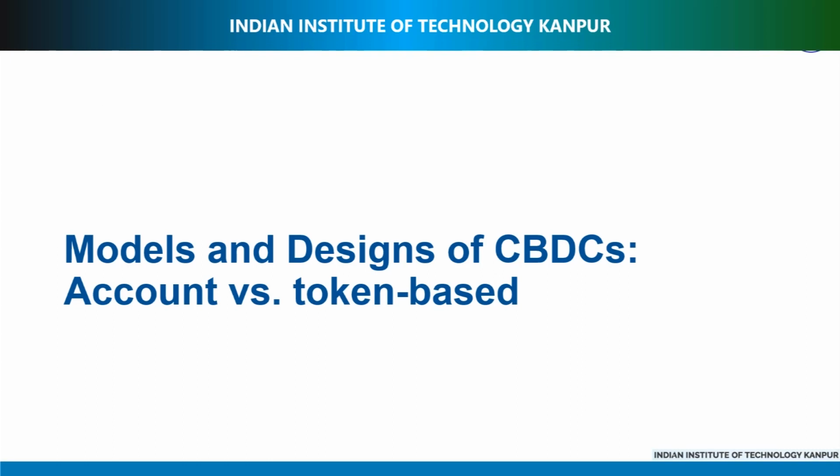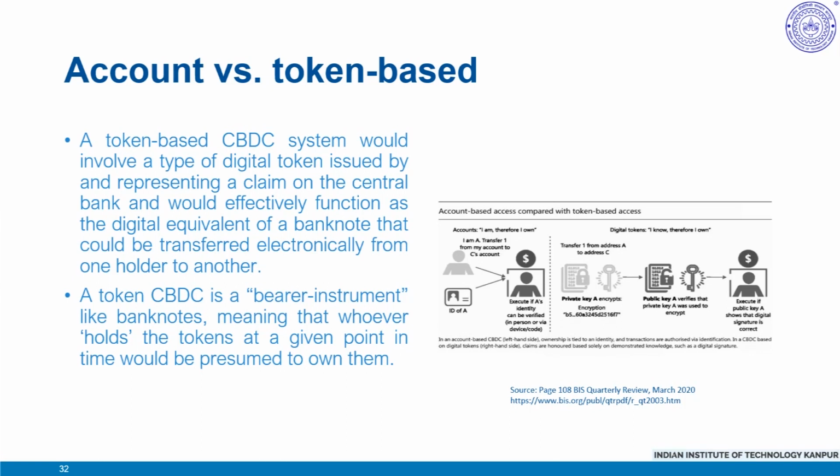In this video, we'll discuss another categorization of CBDC design based on account-based or token-based model. We can also structure CBDC design across token-based versus account-based model, or a combination of both. Now, a token-based CBDC system would involve a type of digital token issued by and representing a claim on the central bank. And this would effectively function as the digital equivalent of a banknote that could be transferred electronically from one holder to another. A token CBDC is a sort of bearer's instrument like banknotes, meaning that whoever holds the token at any given point in time would be presumed to own it as well.